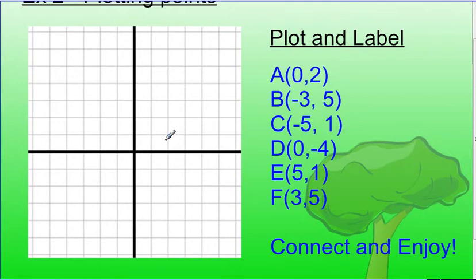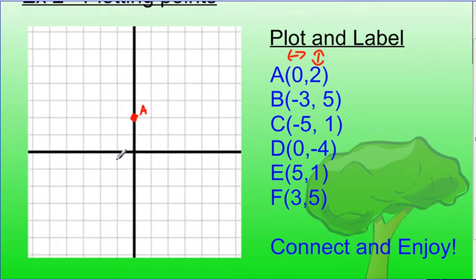Okay, so you should have done this by now, but I'm going to go ahead and get started. Letter A is at (0, 2), so you move sideways 0, up and down 2. So you move sideways none, up and down to positive 2. There is A.